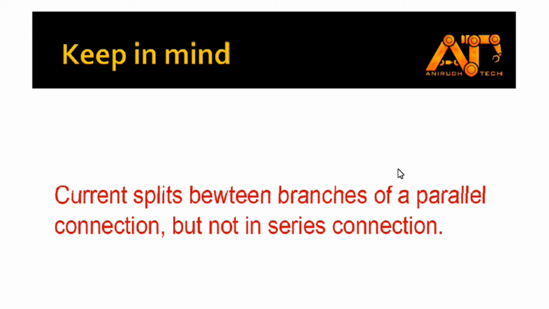Keep in mind current splits between branches of a parallel circuit but not for a series circuit. So if the current splits, then it's a parallel combination and not a series combination.